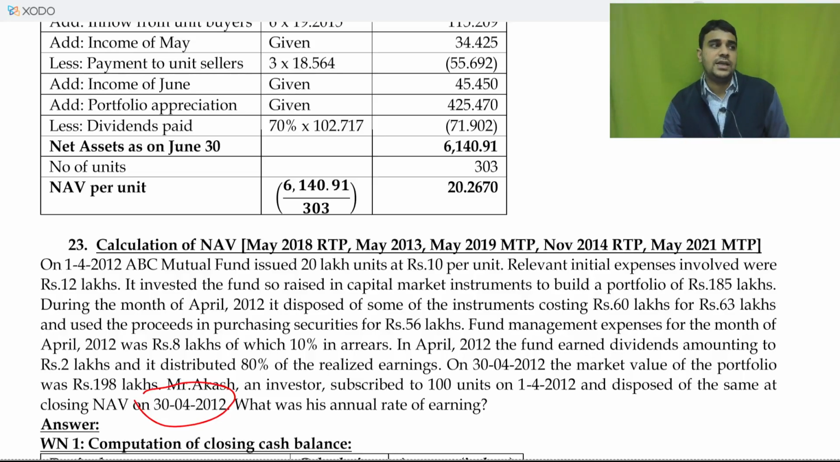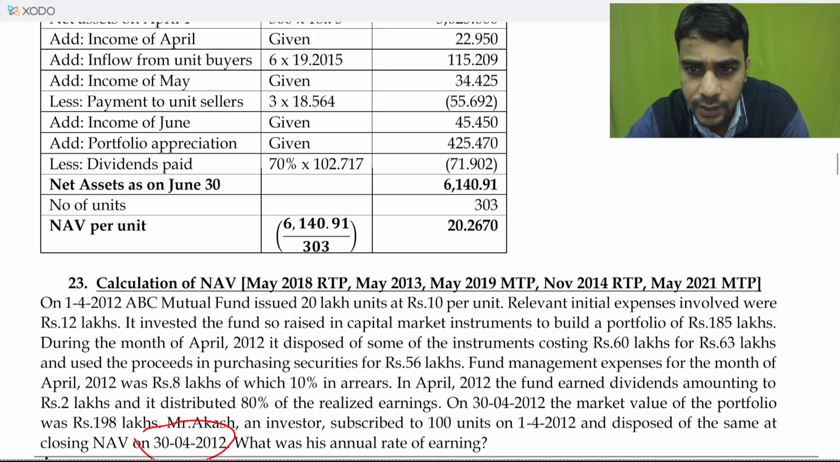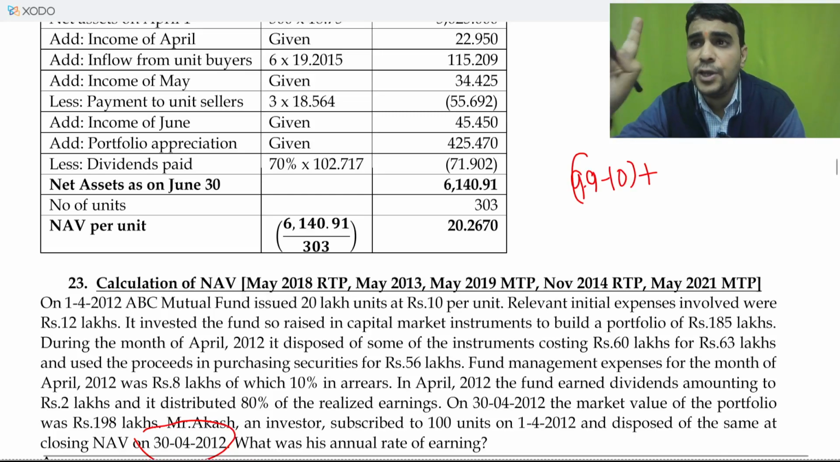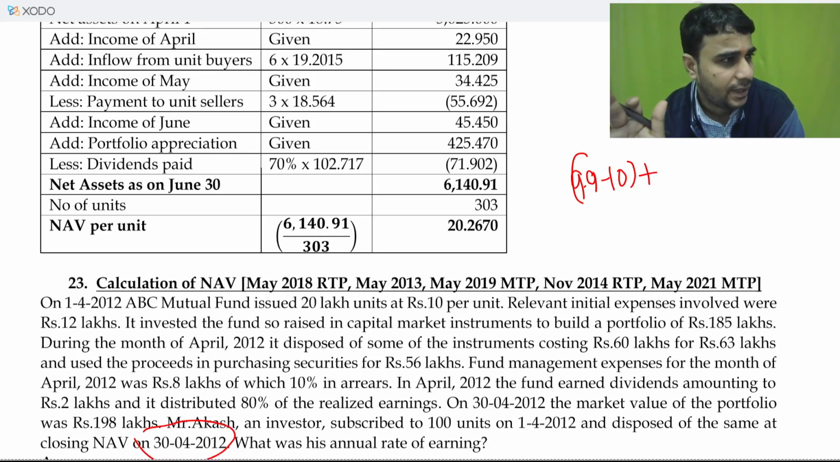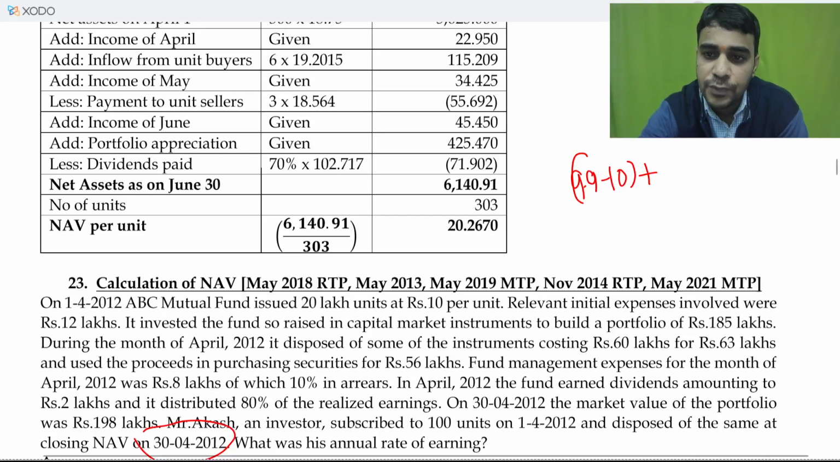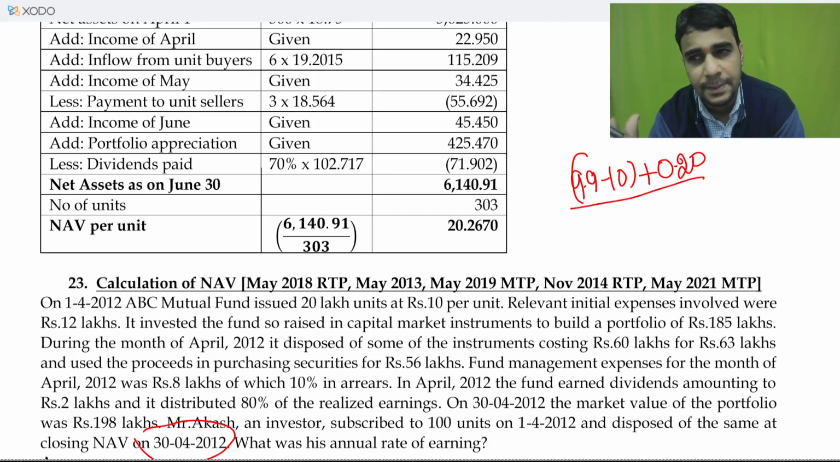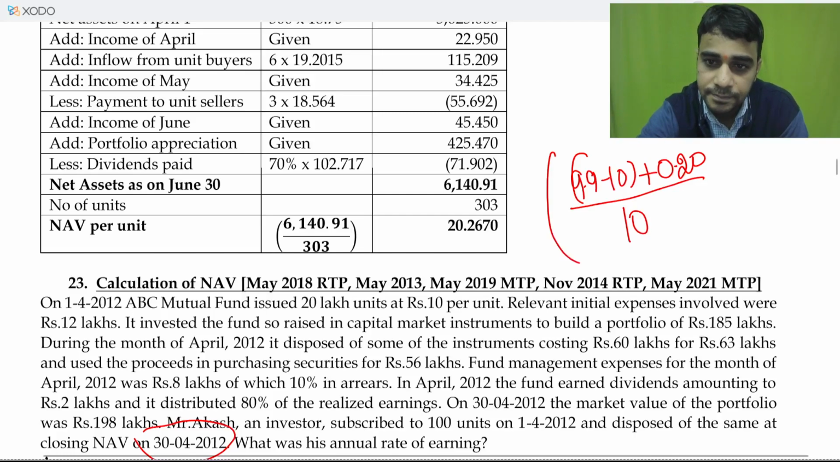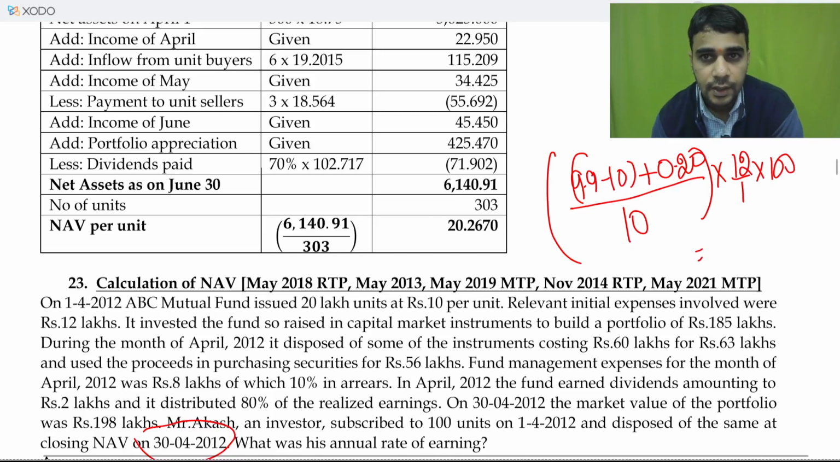NAV1 minus NAV0 plus D1 plus CG1, divided by NAV0, into 12 by M, into 100. What is the closing NAV you have calculated? 9.9. Opening is 10. Dividend per unit, dividend and capital gain together. I'm not doing it separately. We paid a dividend of 4 lakh for 20 lakh units, which is 0.2. You can bifurcate as D1 and CG1 if you want; it doesn't really matter. Denominator is 10, into 12 by 1, into 100.